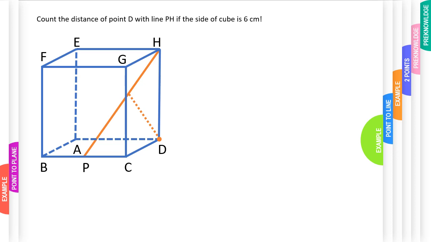We call the point DX in there. To make it easier, let's imagine a triangle that connects them. It's triangle PHD. Let's move it to be easier to understand. Triangle PHD has a right angle at D. We know that DH is the side of the cube, which is 6 cm. To find DDX, we have to know PD and PH. Let's find PD first.